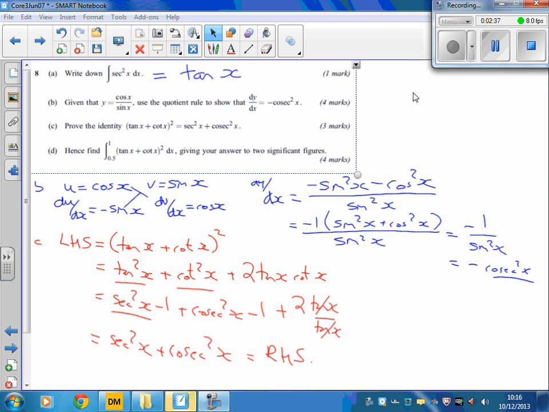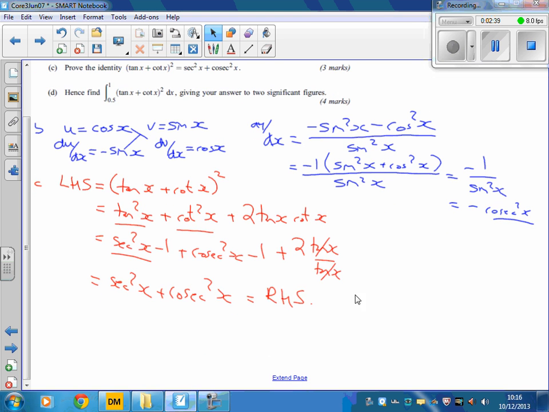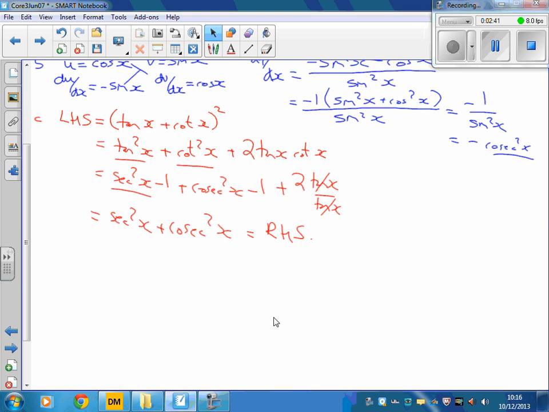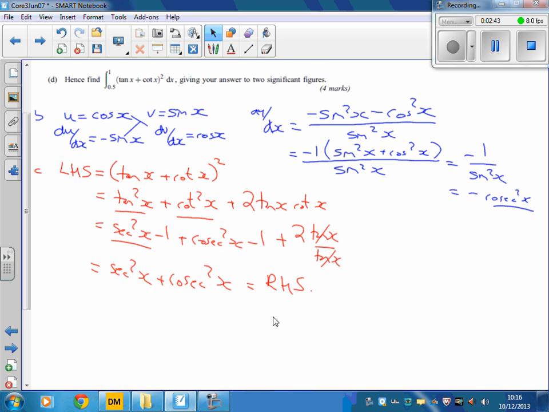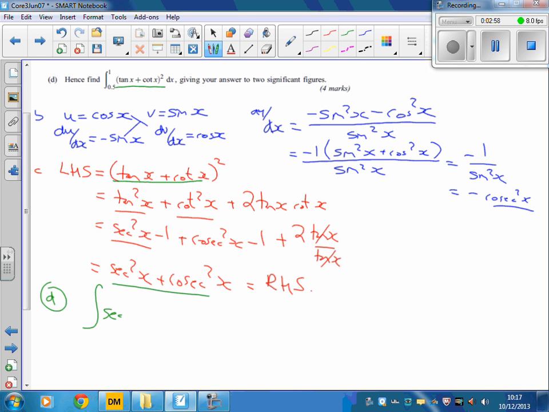Which leaves us then with the last part. And all what we've done before has been trying to set us up to do this last part now. We've actually got to do the integral of tan x plus cot x all squared. Well, let's not even bother doing that. We know that that's going to be the same as sec squared x plus cosec squared x. We've already done that. And both of these bits have already been set up in what we've done before.